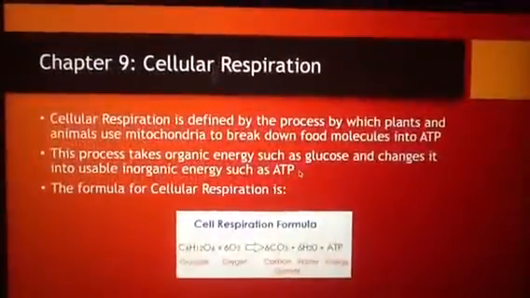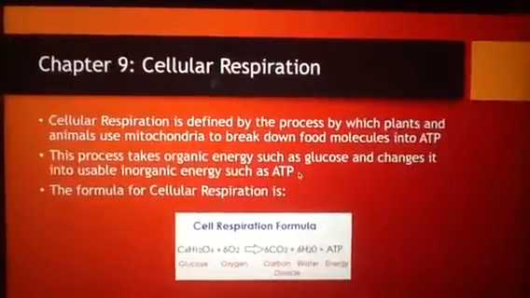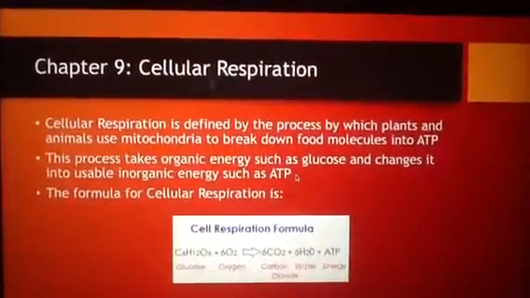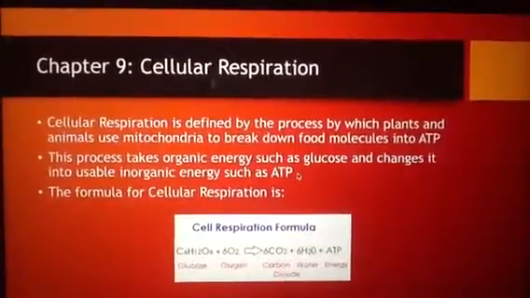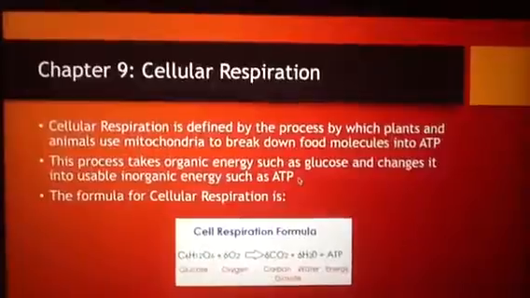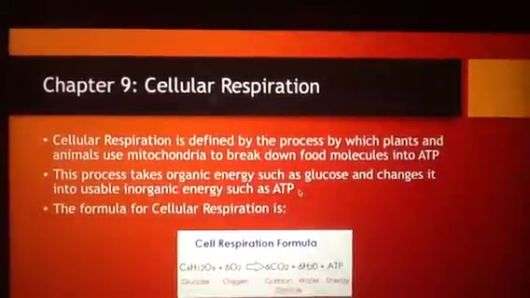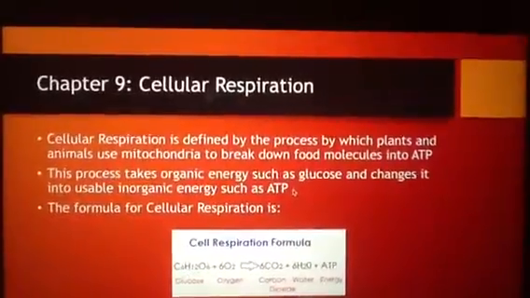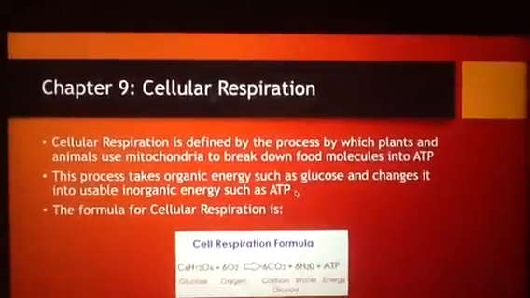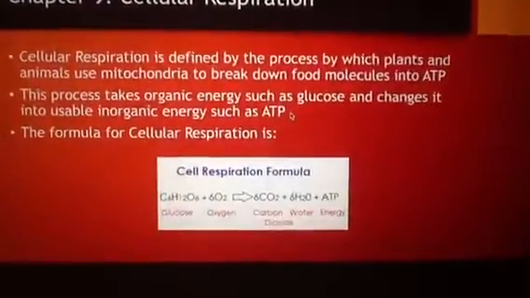The second thing that we're going to talk about today is cellular respiration. It is defined by the process in which plants or animals use their mitochondria to break down food molecules into ATP. This process takes organic energy such as glucose or another monosaccharide and changes it into usable energy such as ATP. The chemical equation is as follows.